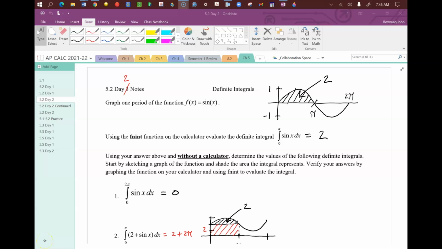Hi everyone, welcome to the second day of section 5.3. Today we are going to talk about what I'll call the shortcut method of evaluating definite integrals.